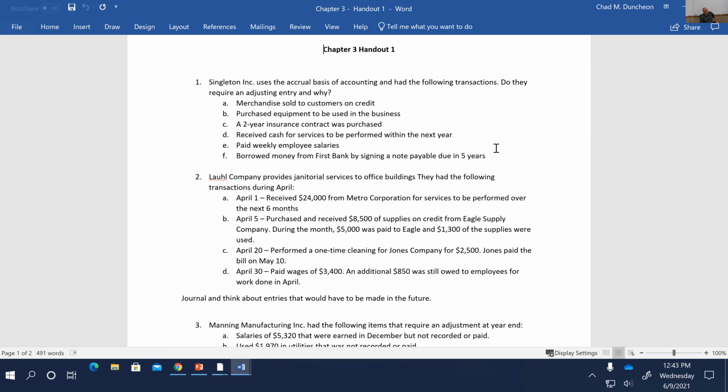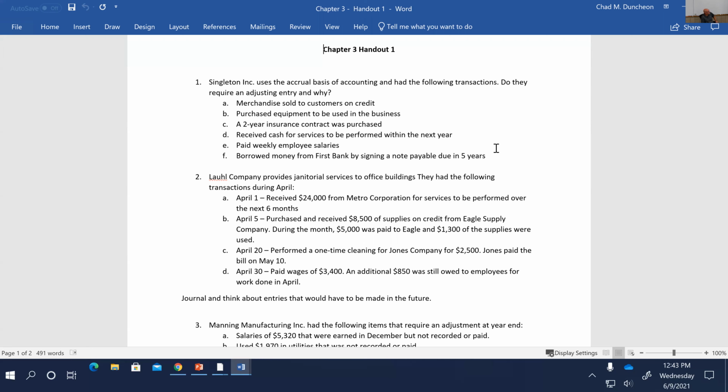Purchase equipment to be used in the business. This is going to require a depreciation adjusting entry. When we purchase the equipment, we would have debited the equipment and credited cash if we paid cash for it. And then depreciation is the process of expensing the cost of that asset over its useful life that we need to do each accounting period.